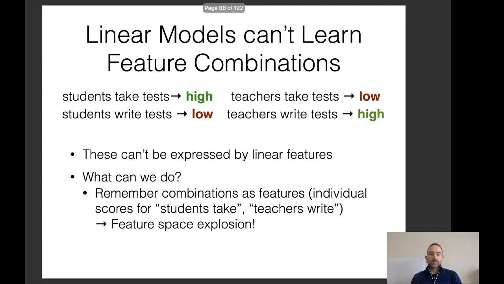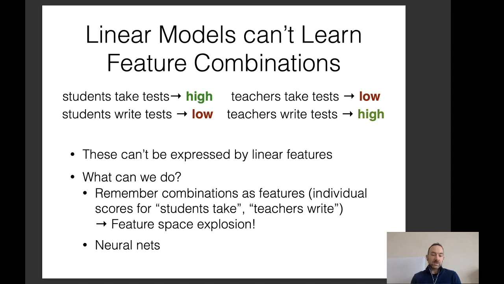So what can we do? There's a couple things that we could do. We could remember combinations as features. So we could have individual scores for "students take" and "teachers write", for example. However, the issue here is that we might have a feature space explosion. So we might have a very, very large number of these features, and we wouldn't be able to learn these robustly from the data that we have. It'd also be expensive to store.